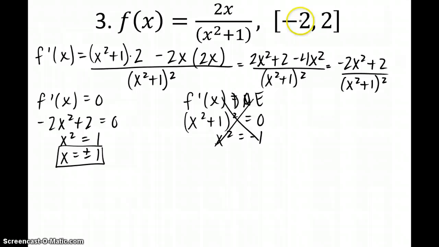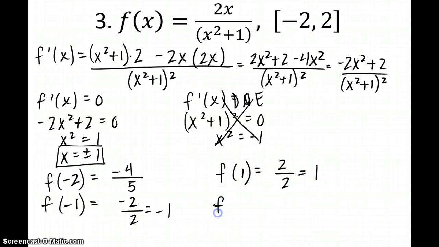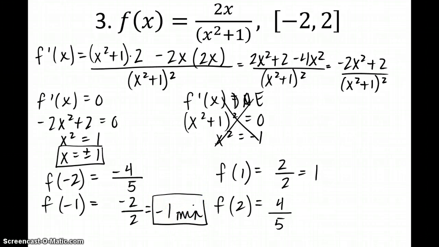So plugging in the 2 critical numbers and the 2 endpoints, f of negative 2 would be negative 4 over 5. F of negative 1, negative 2 over 2. F of 1 would be 2 over 2. And then f of 2 would give us 4 over 5. So absolute minimum is negative 1. Absolute maximum is positive 1.